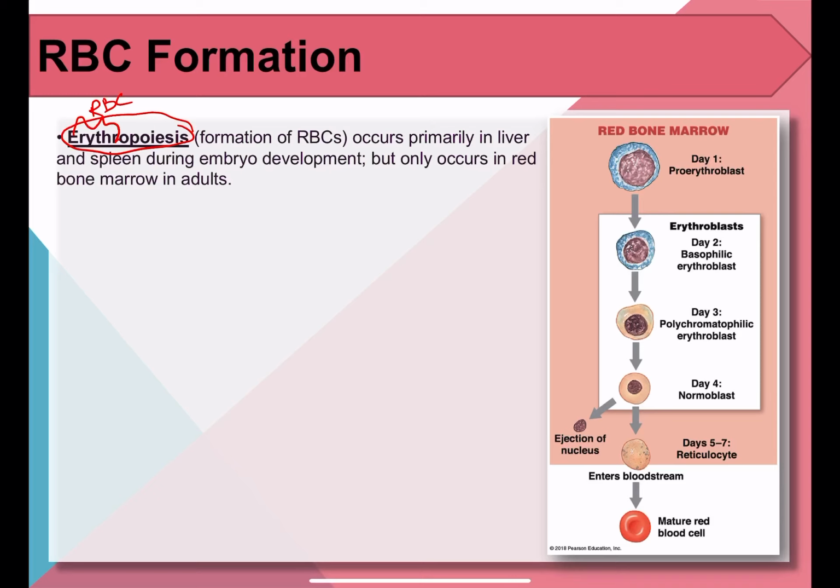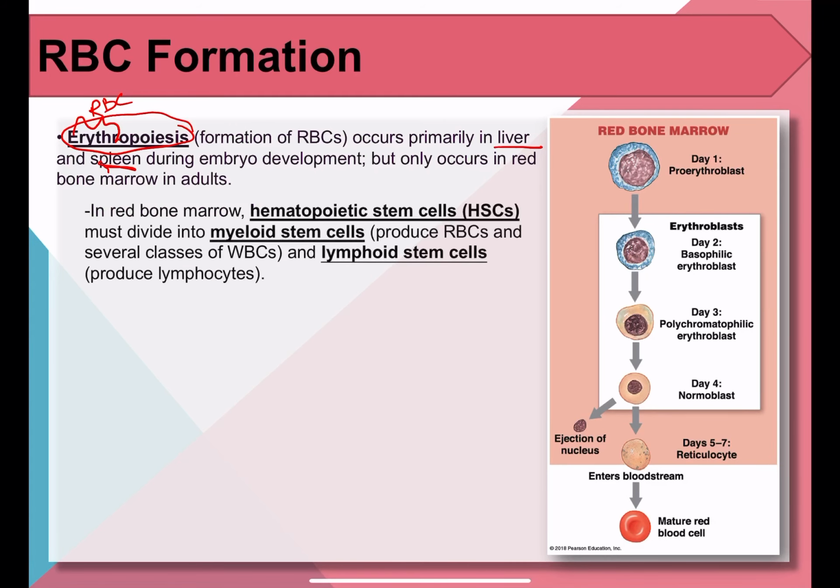Okay, and this process mainly takes place within the liver and the spleen during embryo development, but in adults, regeneration of red blood cells mainly happens in the red bone marrow. Now, there are specific types of stem cells for blood, just like how we had specific stem cells for bones. Remember those osteogenic bone cells we talked about. So for blood, their specific stem cells are called hematopoietic stem cells.